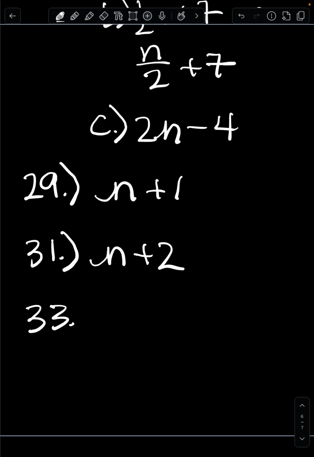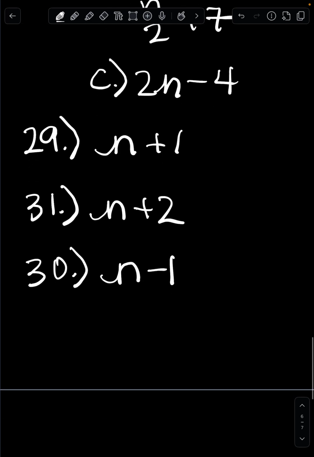Wait, am I supposed to be doing all of these? 29 through 34. Okay, I better back up because I skipped 30. Number 30, the integer preceding N. So that's the one in front of it. So that means whatever N is, you're going to do minus 1 to find the one that precedes it.